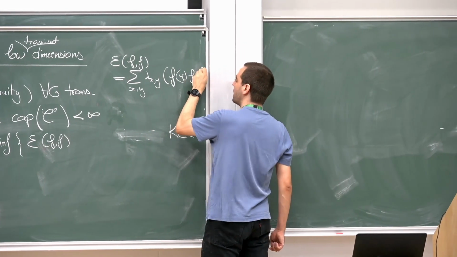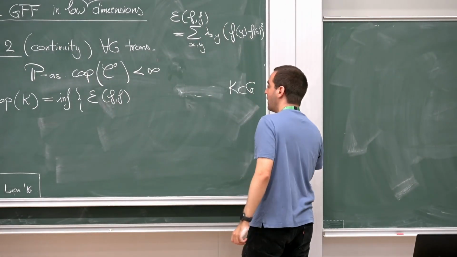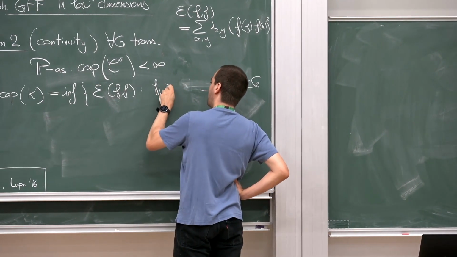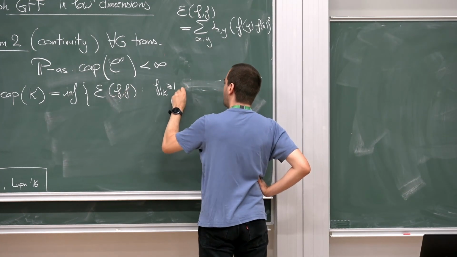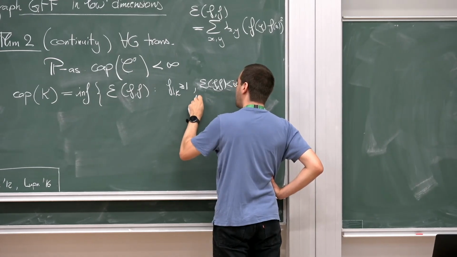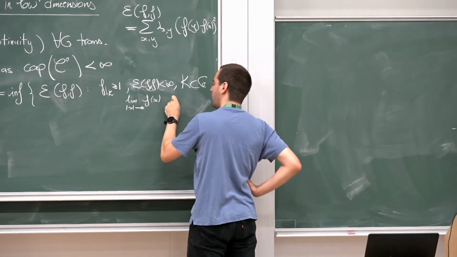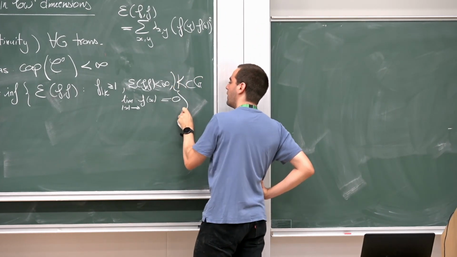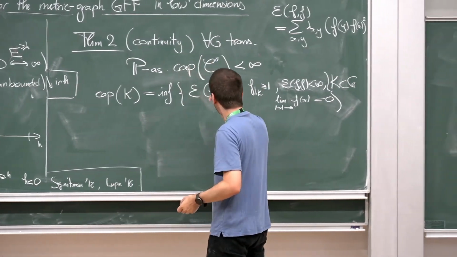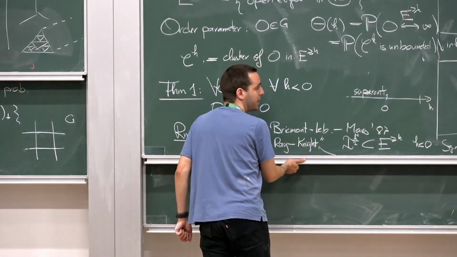You should think of this as a discrete gradient. This is the quadratic form associated to the generator of this walk. Okay, and so you are minimizing over f which are bigger than 1 on K, for which, of course, this energy is finite, and which tend to 0 at infinity. Okay, so you know that at height 0, this cluster of your favorite point has finite capacity.